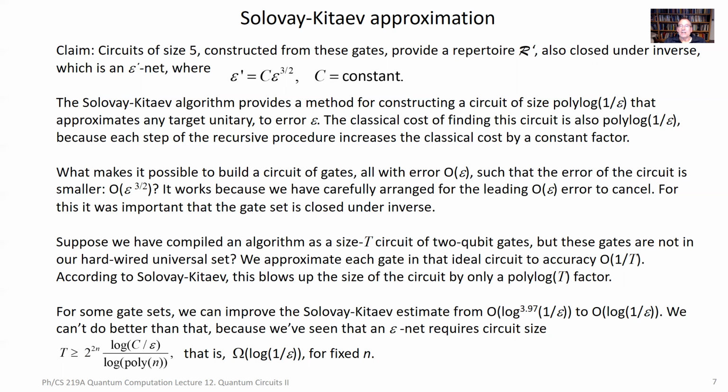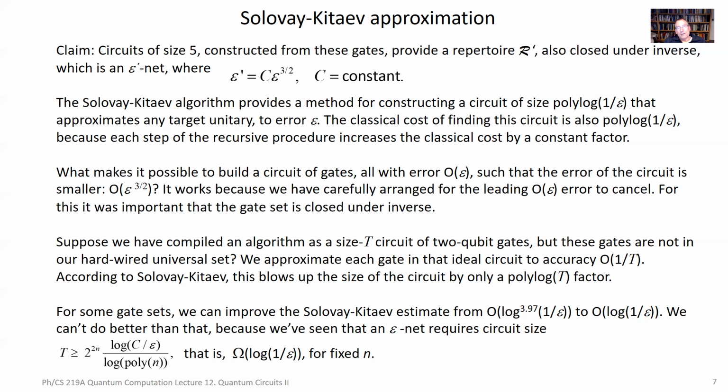Well, it's because we were able to cancel the leading order epsilon error. And what made it possible to cancel it was that our gate set was closed under inverse. So we had a way of getting the leading errors to cancel, and the non-leading errors were larger than epsilon by some power of epsilon, namely 3/2. And so repeating that, we were able to get smaller and smaller errors quite rapidly at a relatively small cost in increased circuit size.